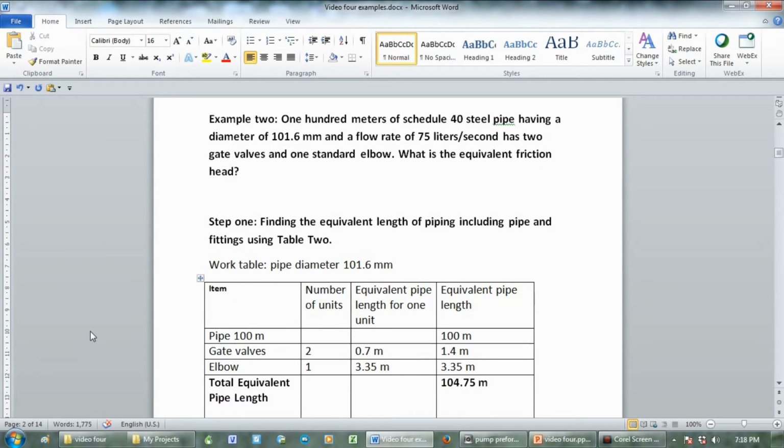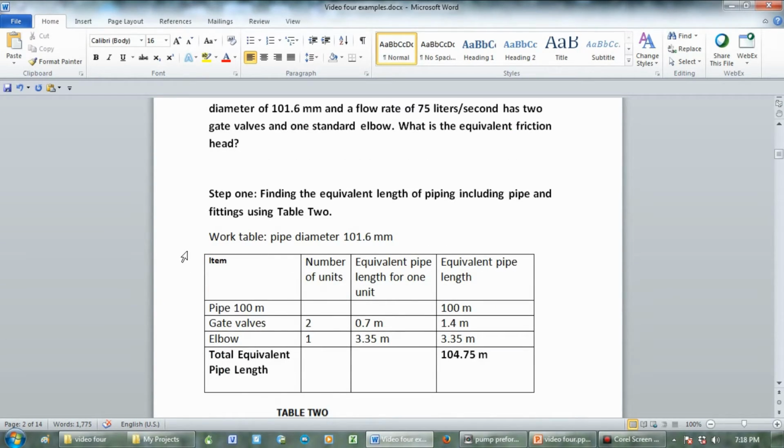And to do this, we're going to make up a working table, and we are going to list all the items we have in our piping system. So we have 100 meters of pipe, we have 2 gate valves, and 1 elbow, and we have a pipe diameter of 101.6 millimeters. So we're going to find the total equivalent pipe length. So we will put down the number of each item we have. For the gate valves, we have 2, and for the standard elbow, which is 90 degrees, we have 1.